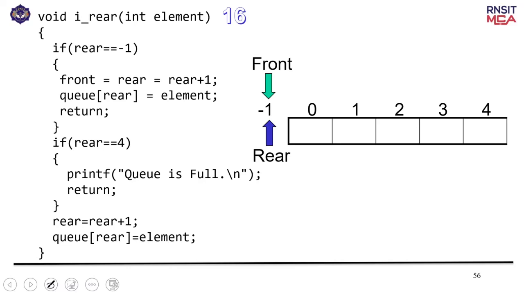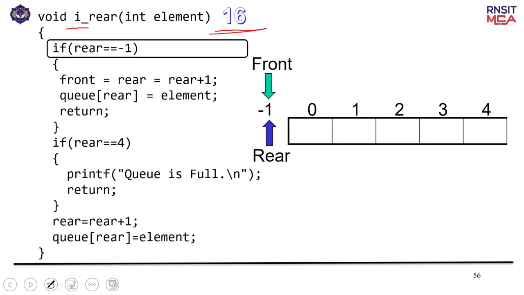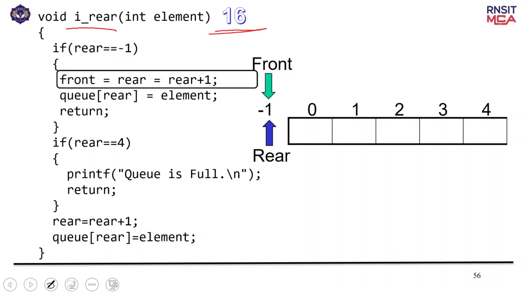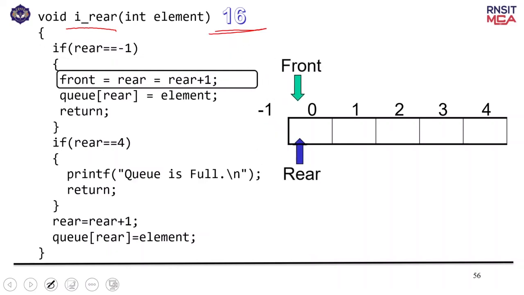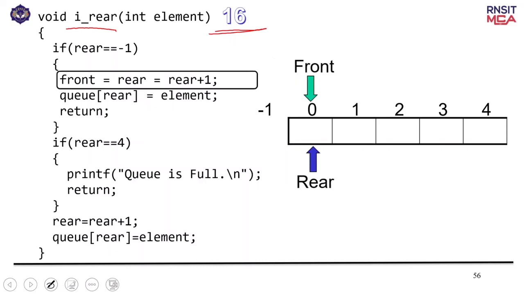Initially you have an element 16 to be inserted in the queue. So what happens? You check whether rear is equal to -1, because your program is insert rear. So that's why you are checking if rear is -1. If rear is -1, what do you do? Front is equal to rear plus 1. First you increment the front and rear by 1.